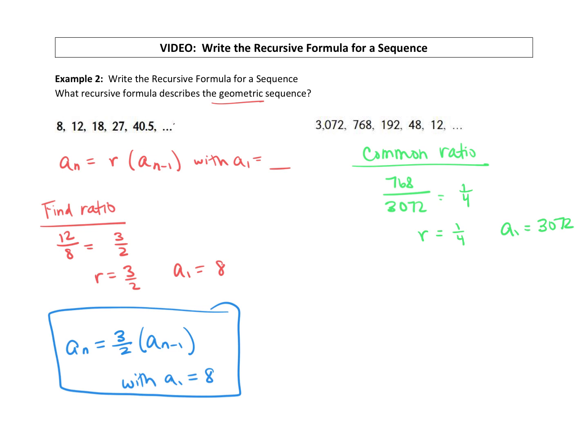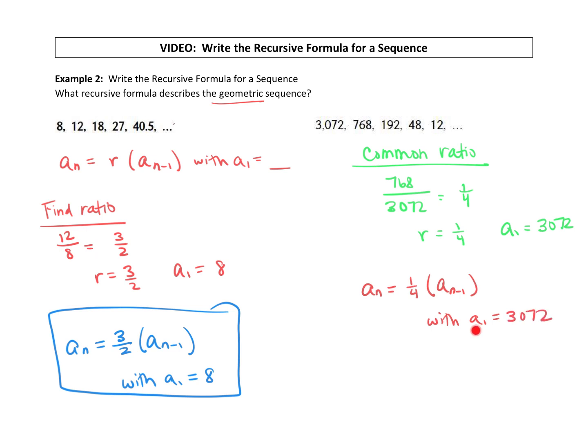Our first term is that 3072, and now we can write our formula. So our recursive formula will be a sub n equals, we need the common ratio of 1/4 times a sub n minus 1, the previous term, and then we add on with a sub 1 equal to 3072.